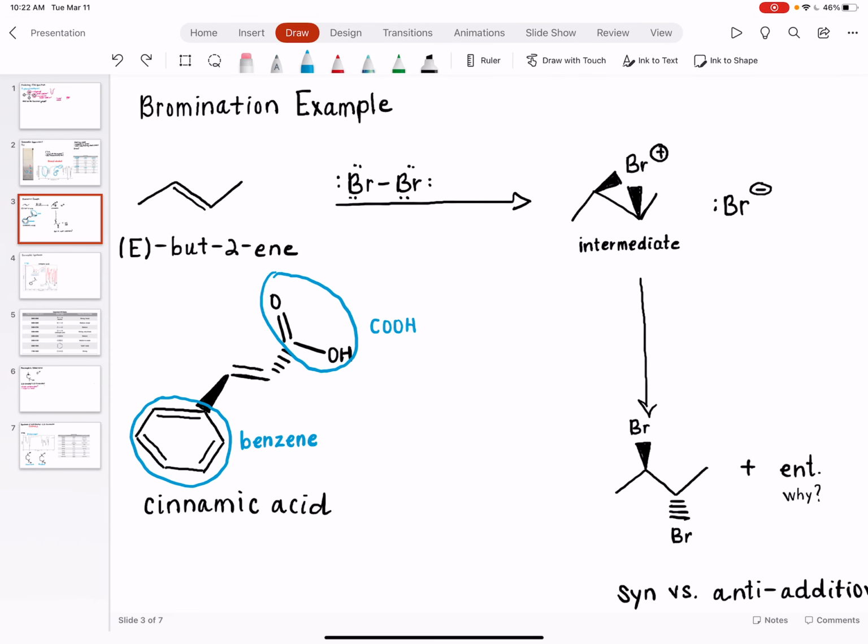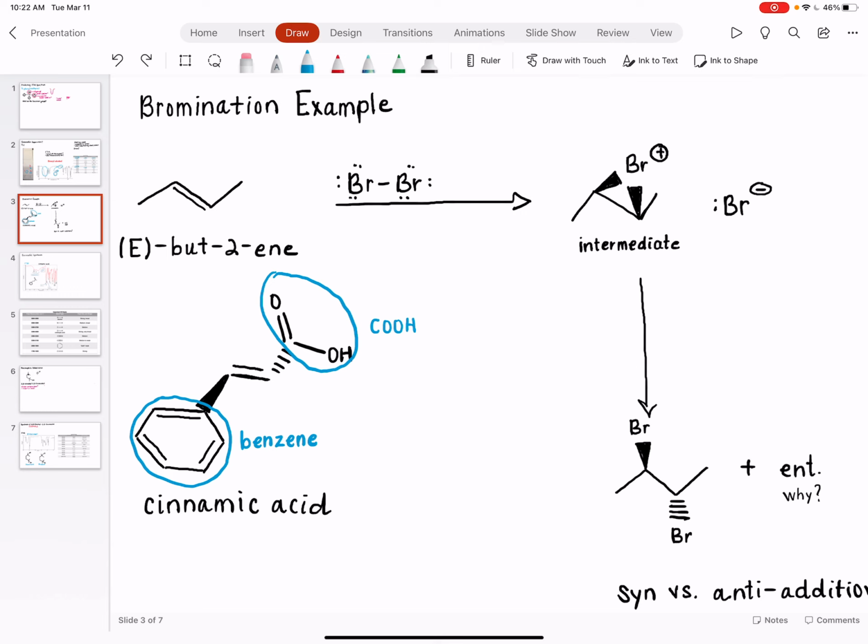So E-but-2-ene: E because of that E/Z configuration, these carbons on opposite sides; butene because of this 4-carbon parent chain; and 2 because that is where our alkene starts. So that's just a review on nomenclature. So that's our molecule there.